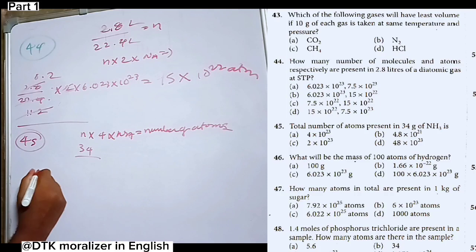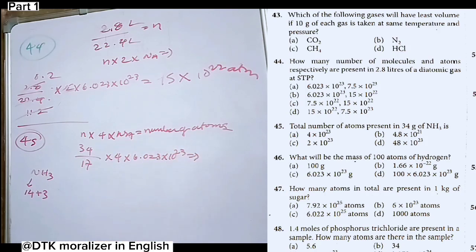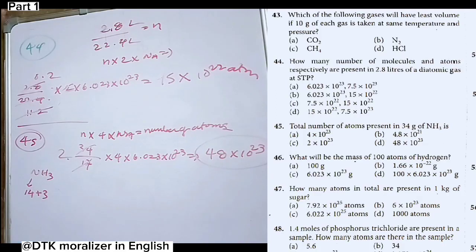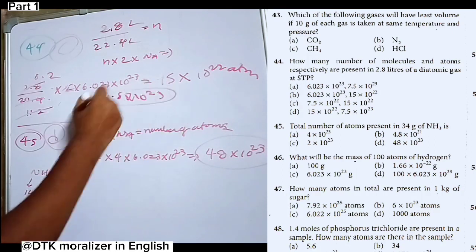Now question number 45. Total number of atoms present in 36 grams of ammonia. So here mole into 4 into Na for number of atoms. For mole it is 36 by the molecular weight of NH3, which is 14 plus 3, 17, into 4 atoms into Na. So here it is 48 into 10 power 23. So option D is right.